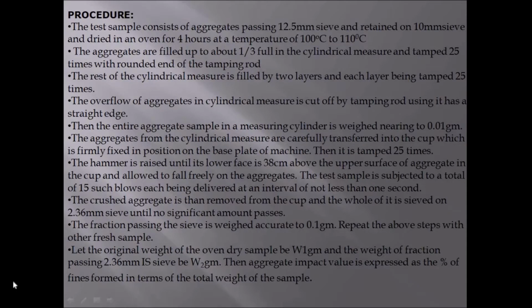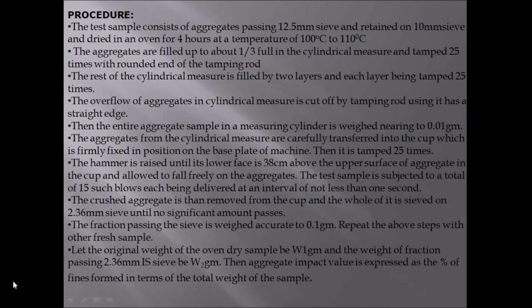Procedure. The test sample, consisting of aggregates passing through 12.5 mm sieve and retained on 10 mm sieve, was taken and dried in an oven for 4 hours at a temperature of 100 degrees Celsius to 110 degrees Celsius. The aggregates were filled up to about 1/3 full in the cylindrical measure and tamped 25 times with the rounded end of the tamping rod. The rest of the cylindrical measure is filled in 2 layers, each layer being tamped 25 times. The overflow of aggregates in the cylindrical measure was cut off by the tamping rod using its straight edge.